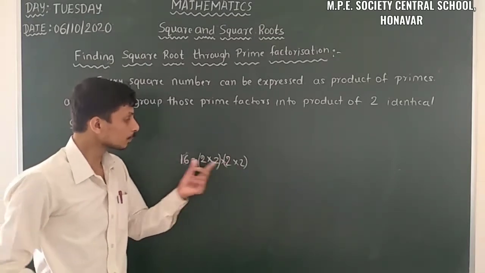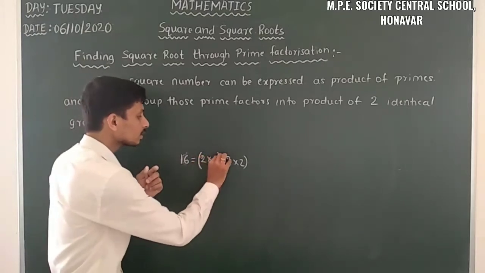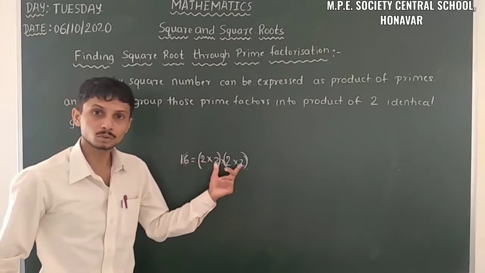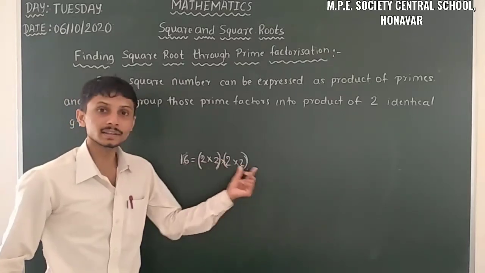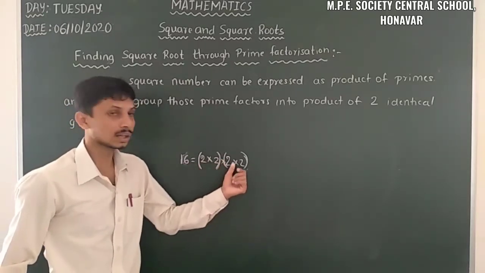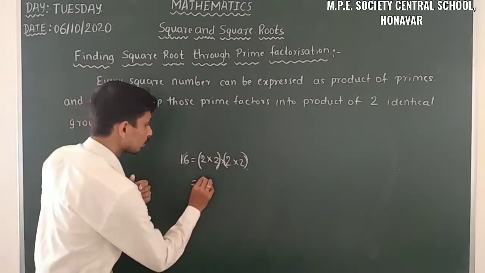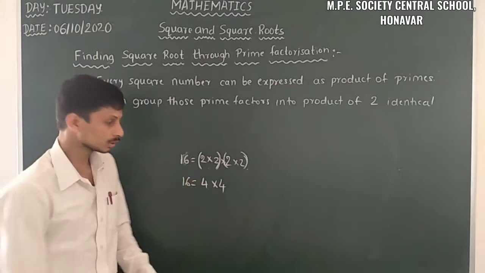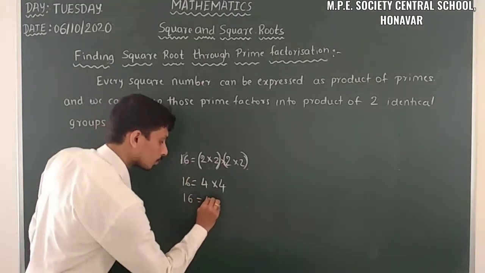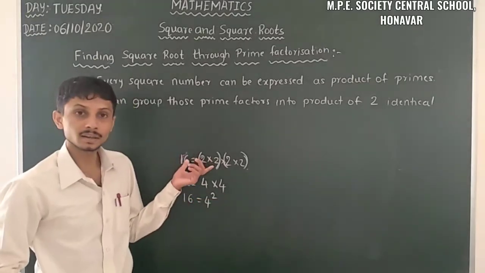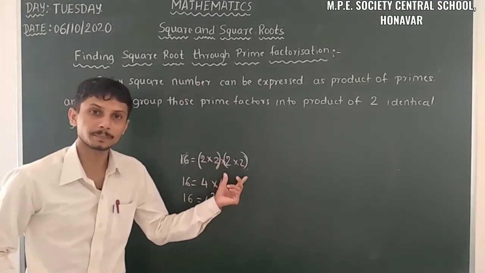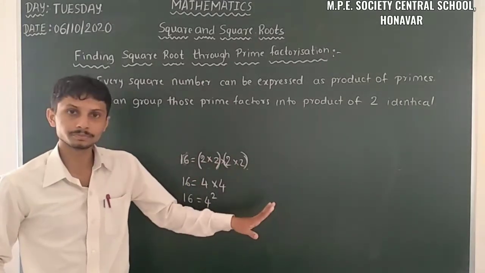Just observe, this can be grouped into two identical groups: 2 into 2, and here also 2 into 2. That means it is 4 into 4, which is 16. So 16 is equal to 4 square. That means this square number is expressed as a product of primes: 2 into 2 into 2 into 2.